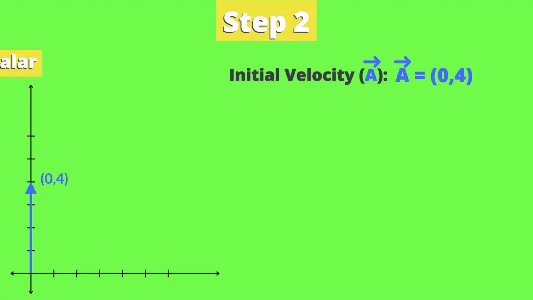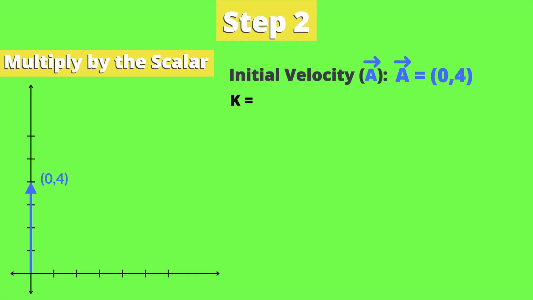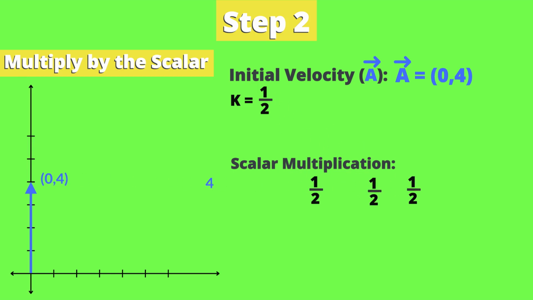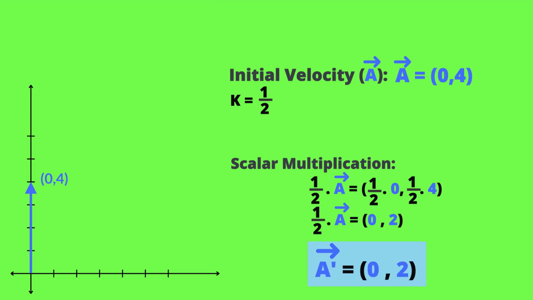Step 2. Multiply by the scalar. The scalar here is 1/2 because you're reducing your speed to half. Multiply each component of a by 1/2. 1/2 times a equals 1/2 times 0, 1/2 times 4, which equals 0, 2.